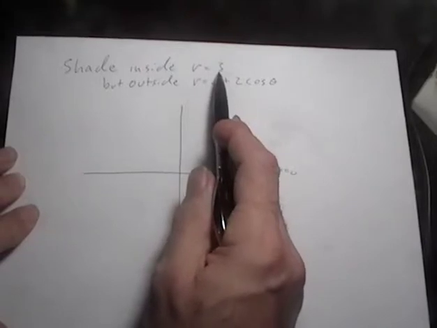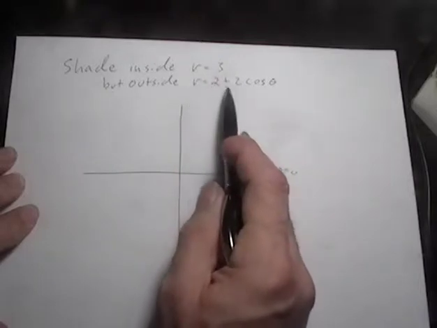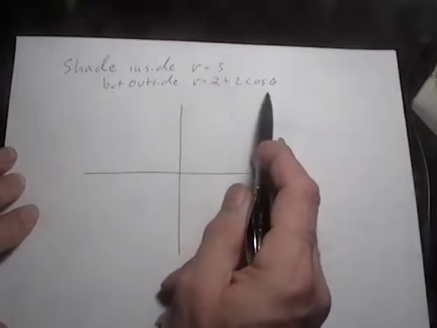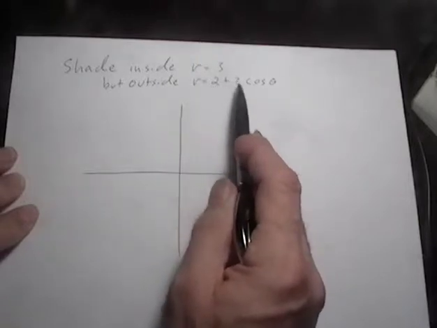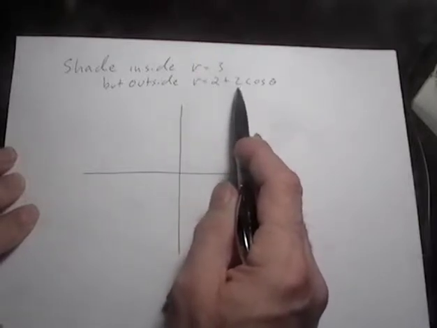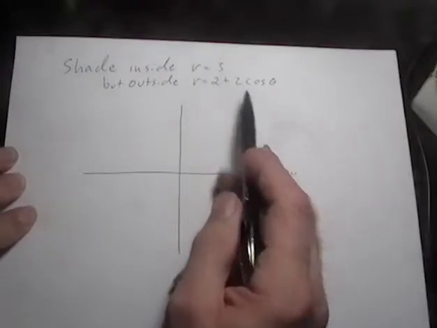R equals 3, for example, is a circle of radius 3 centered at the origin. R equals 2 plus 2 cosine theta is going to be a limacon, and since the magnitude of a equals the magnitude of b, it's going to be the type known as a cardioid.